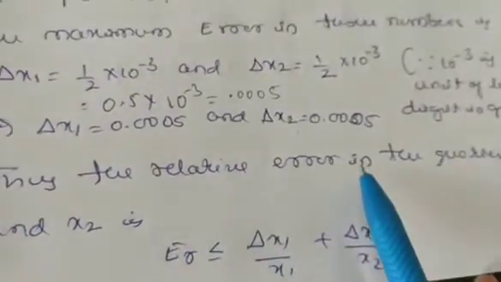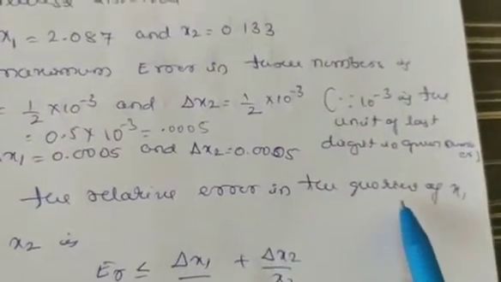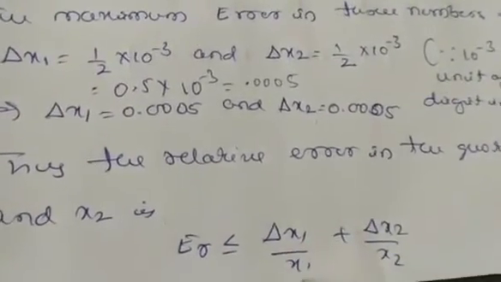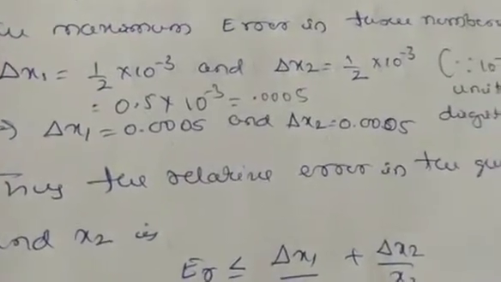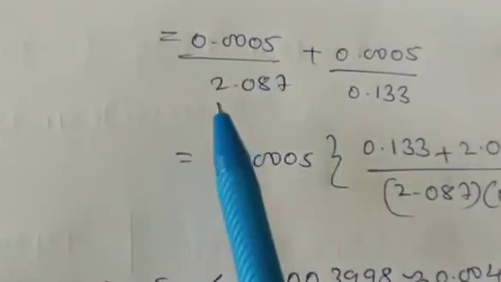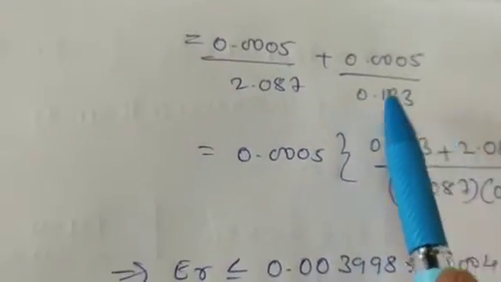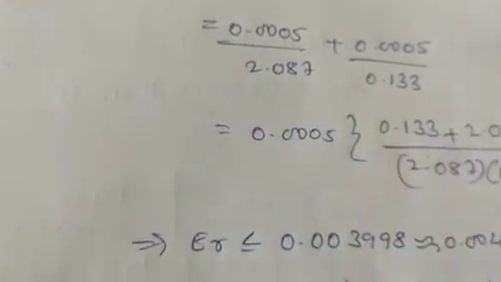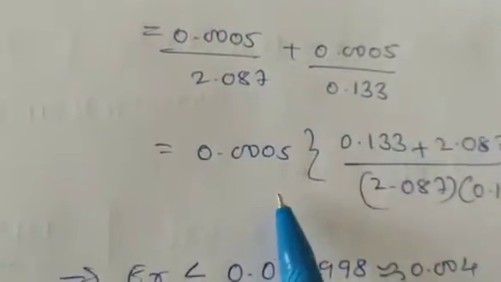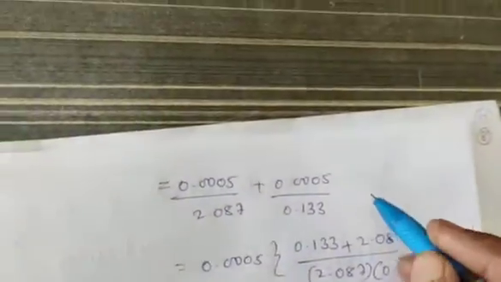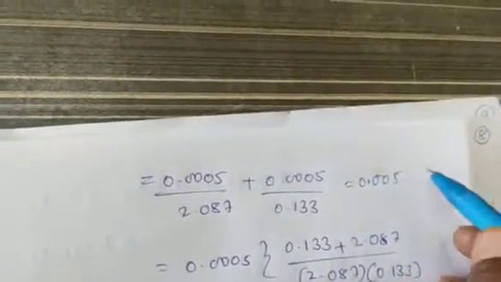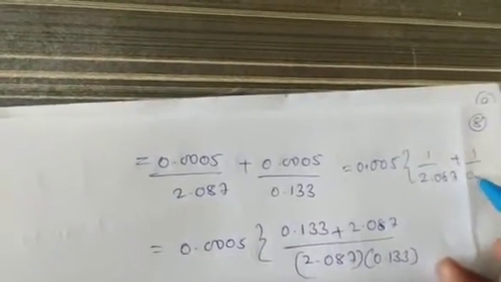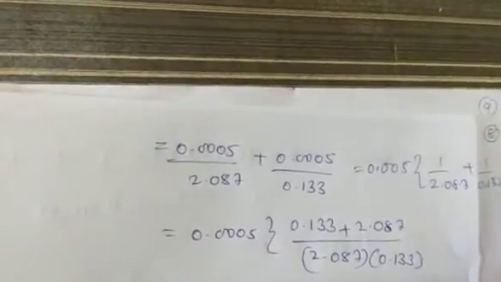So the relative error in the quotient of the two numbers x1 and x2 is less than or equal to delta x1 divided by x1 plus delta x2 divided by x2. So it is equal to 0.0005 divided by 2.087 plus 0.0005 divided by 0.133. These two are the errors in both the numbers. So take 0.0005 as common. The simplification is 0.0005 times 1 divided by 2.087 plus 1 divided by 0.133.